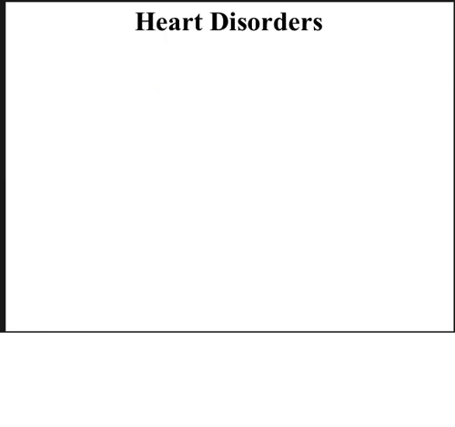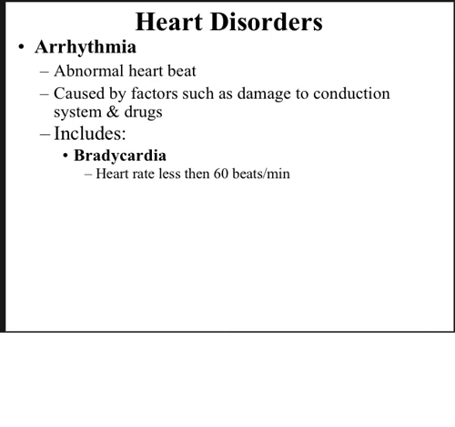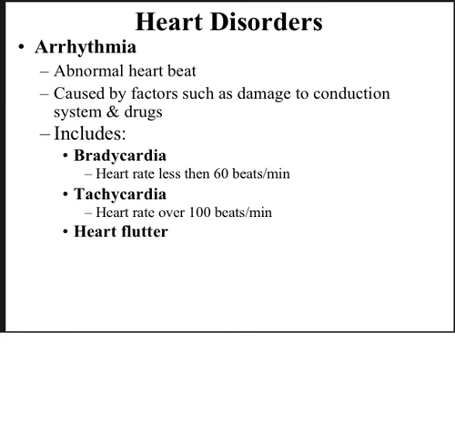Our first disorder is a heart disorder. It's called arrhythmia. This is an abnormal heartbeat caused by factors such as damage to the conduction system of the heart. Remember, that's the SA-AV node, the AV bundle and bundle branches and Purkinje fibers. Drugs can also cause arrhythmias. Examples of arrhythmias include bradycardia, which is a slowed heart rate, less than 60 beats per minute, tachycardia, which is over 100 beats per minute, and heart flutter, which is a heart rate between 200 and 300 beats per minute.